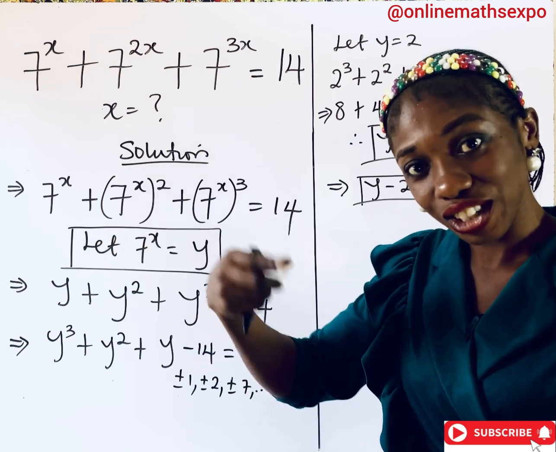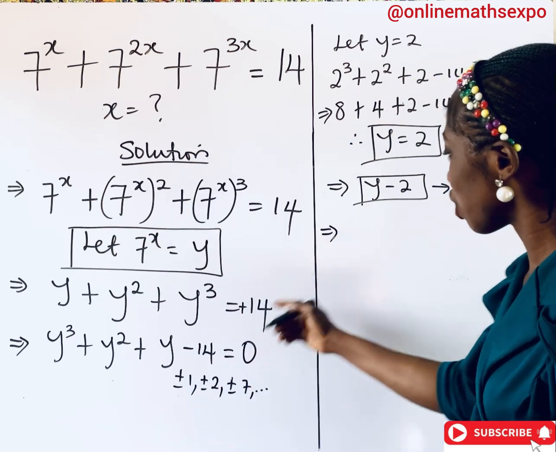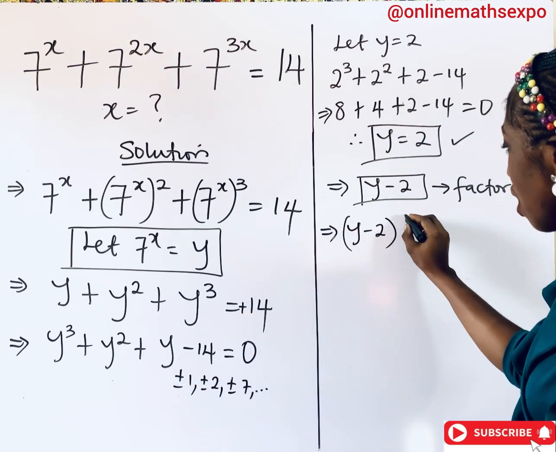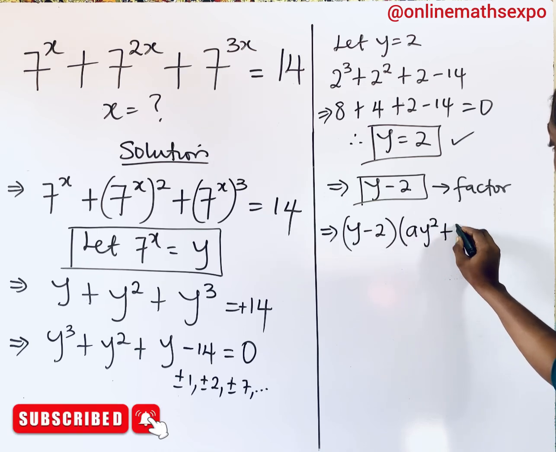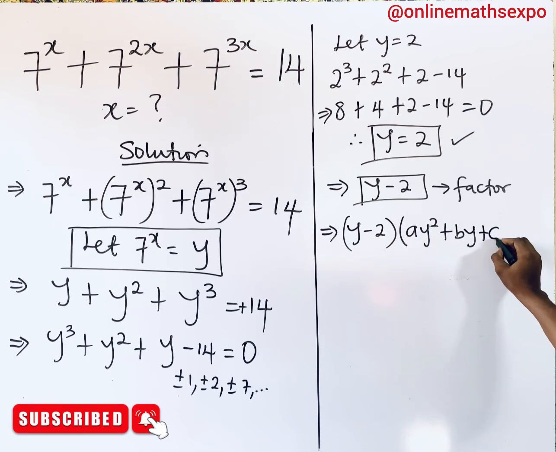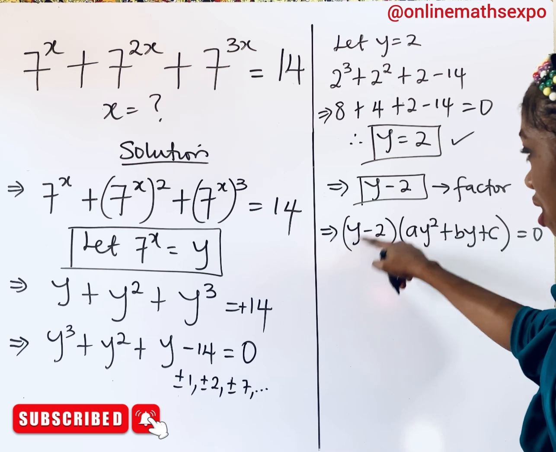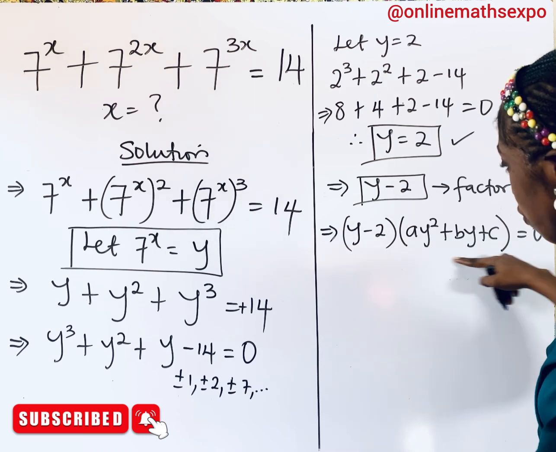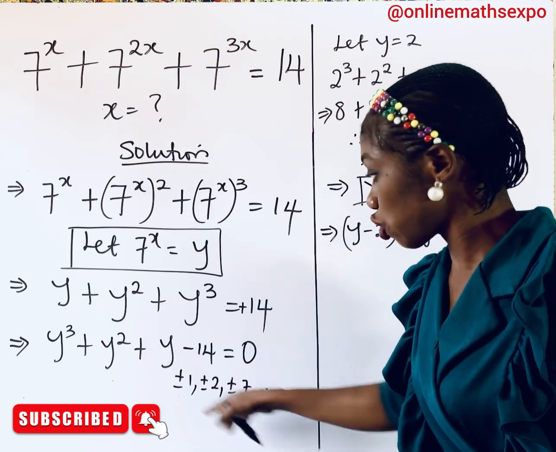One linear and the other should be quadratic. So it means that this equation is similar to (y − 2)(ay² + by + c) = 0. This is the quadratic and this is the linear. So if we expand this, it should give us something equivalent to what we have here. Did you get it? So it should be equal.